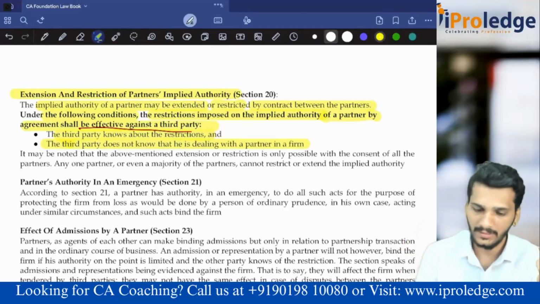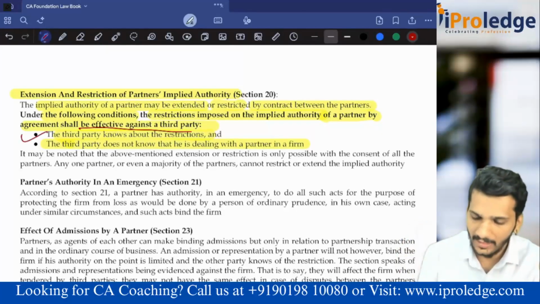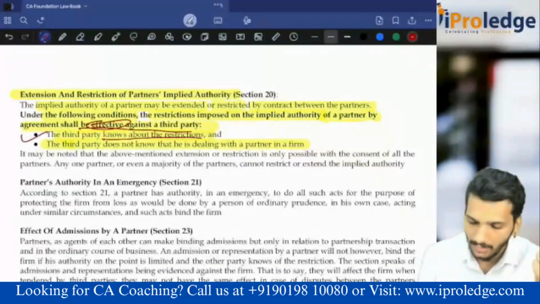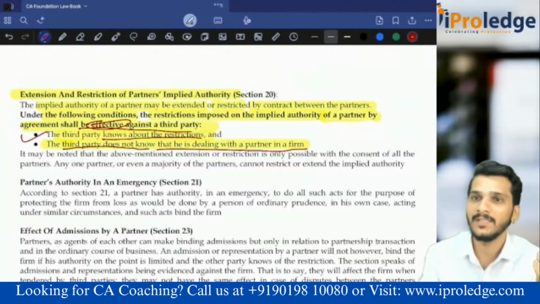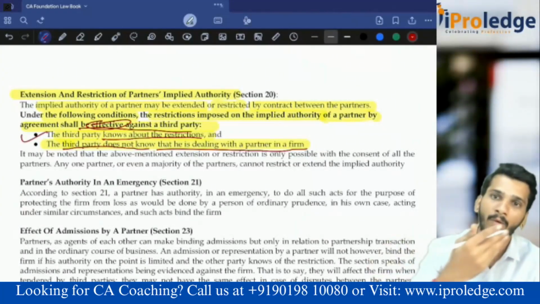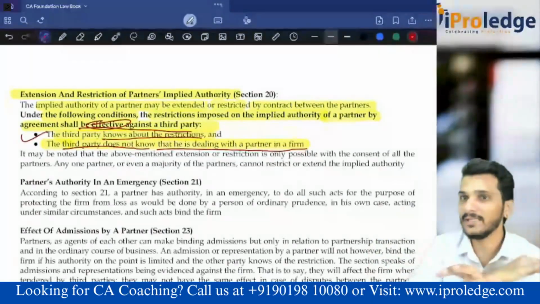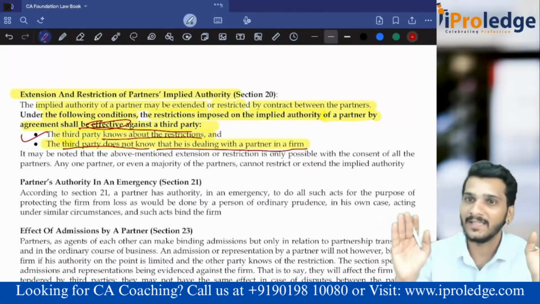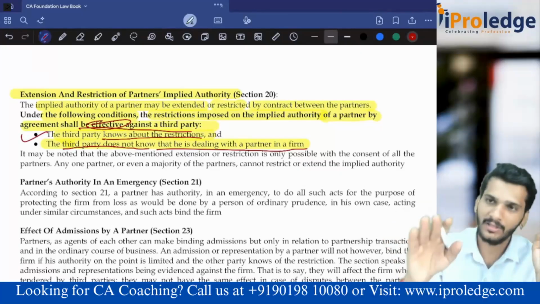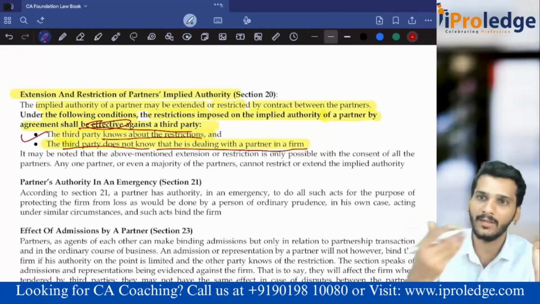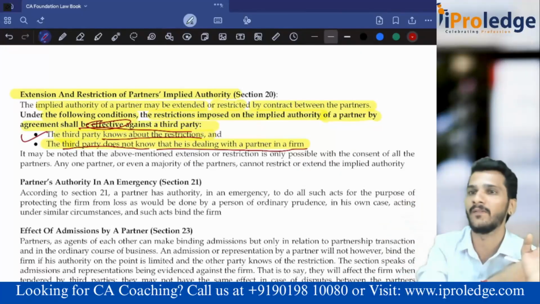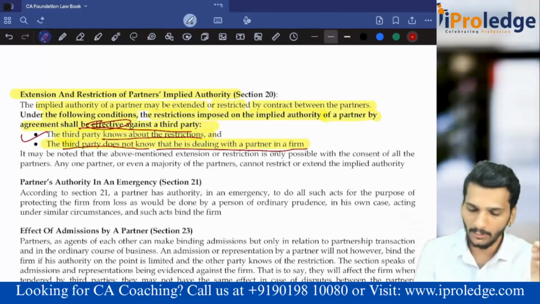That is the first case. One is when she already knows about the restrictions, then it is effective. Or the third party does not know that he is dealing with the partner in the firm. That means she does not know that I am a partner in a firm and she supplies. Then also she cannot come and exercise the right over the partnership firm, because she thought she is supplying to an individual person. She never thought that she is supplying to a partner in the partnership firm. That's the second point.